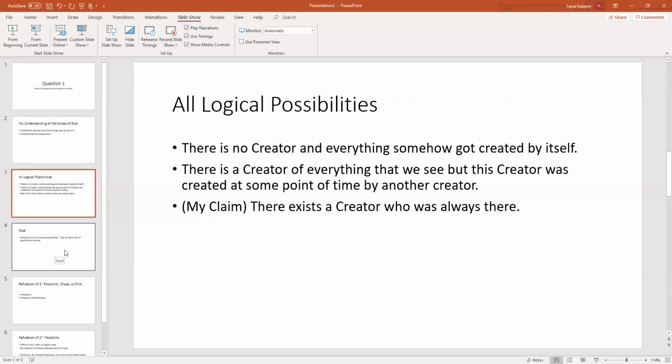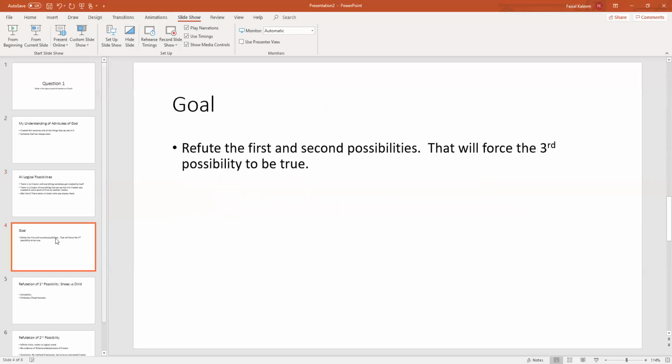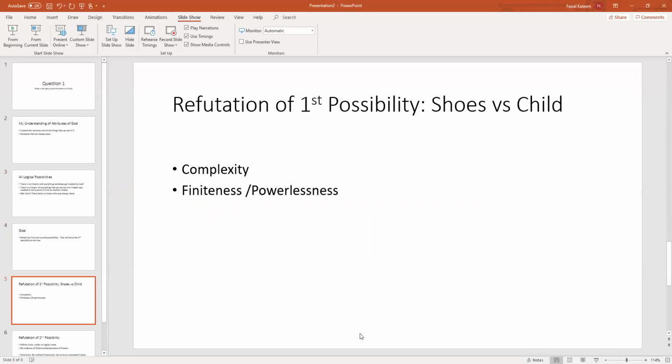Now, the way I'm going to go about this is I will refute the first two possibilities that are listed here. And since, if you think about it logically, only one of these three can be true, and actually one of them has to be true, if the first two are refuted, then that automatically forces the truth of the third one by principles of logic. So that's what I'm saying here, that I'm going to refute the first two, and that will force the third possibility to be true. So let's see how we go about refuting the first possibility.